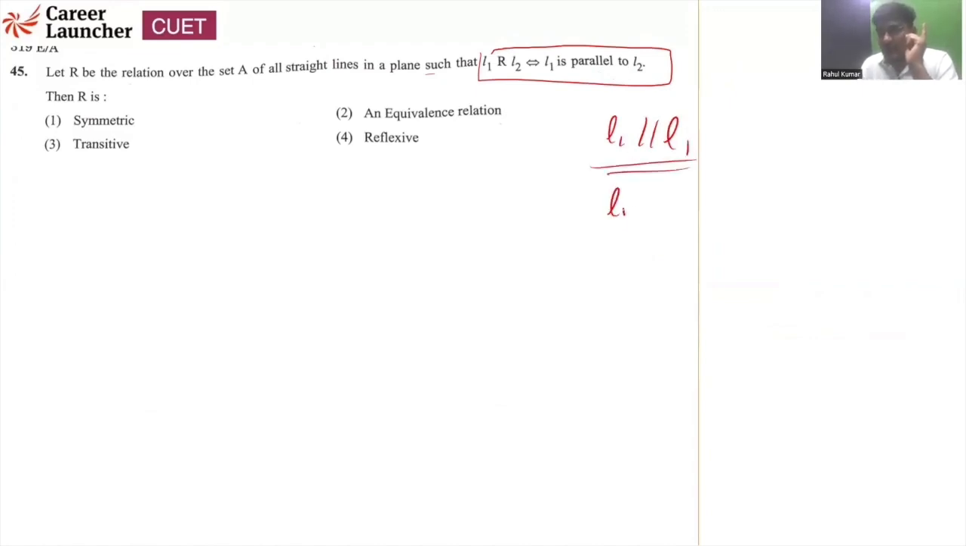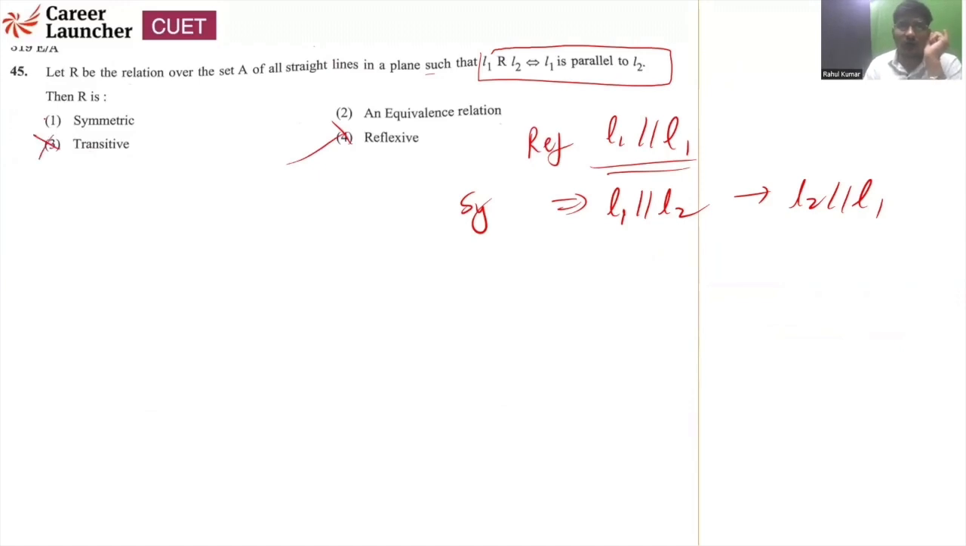Now the second is if L1 is parallel to L2, then L2 is parallel to L1. This is the default statement, so it is symmetric also. It is reflexive also, so every other option is wrong. By default, option 2 is the correct answer.